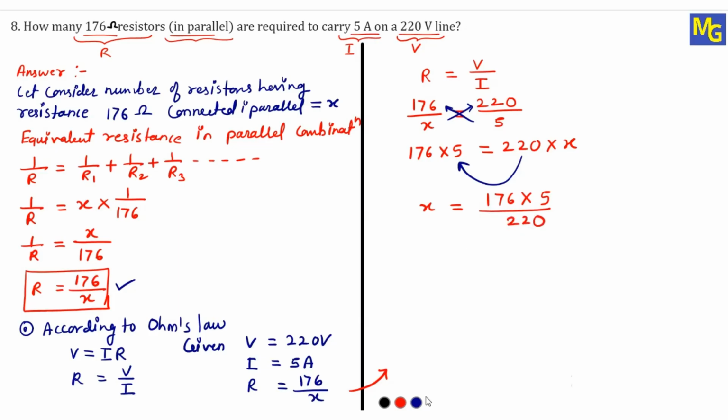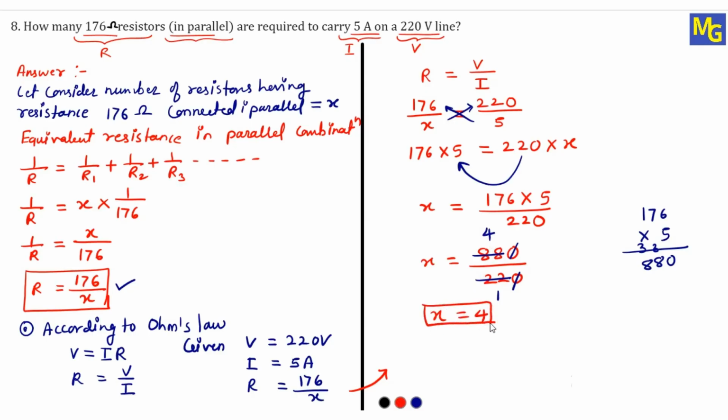Now we have to solve this. 176 into 5 we will do it. 5 sixes are 30, 5 sevens are 35 and these 3, 38. 5 ones are 5 and these 3, 8. So it will be 880. So x is equal to 880 divided by 220. Now see, the 0 and 0 will get cancelled. 22 ones are 22, 22 fours are 88. So x will be 4.